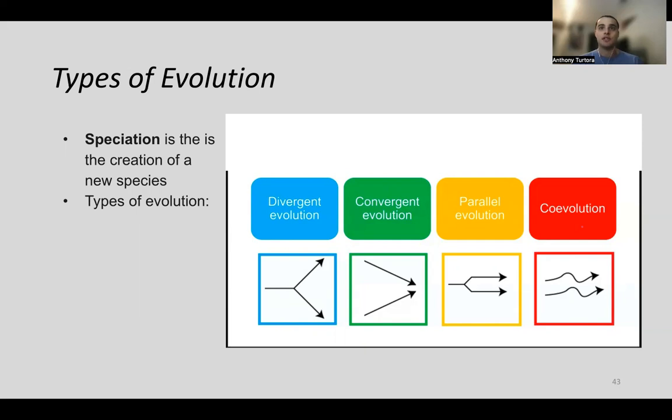Convergent evolution is the opposite. This is when two species have the same selective pressures, causing them to gain many of the same characteristics. This is kind of like dolphins and sharks. Parallel evolution is when two species go through a very similar evolutionary process due to similar selective pressures. And then coevolution is when two different species actually influence each other's evolution.